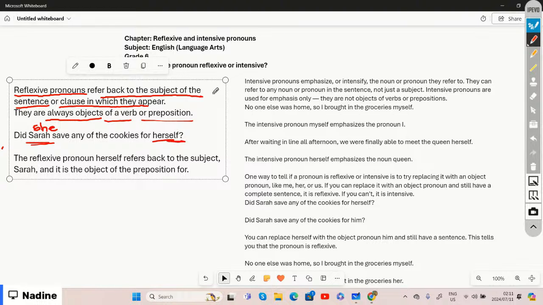All right. The reflexive pronoun herself, which we made over here, refers back to the subject, which is Sarah. And herself is the object of the preposition, because we have "for," and "for" is our preposition. That is why it is the object of the preposition.